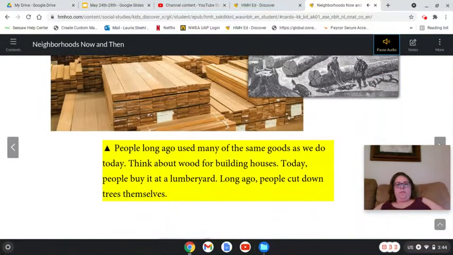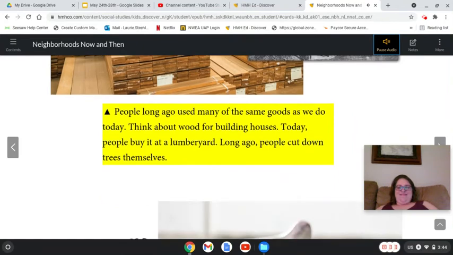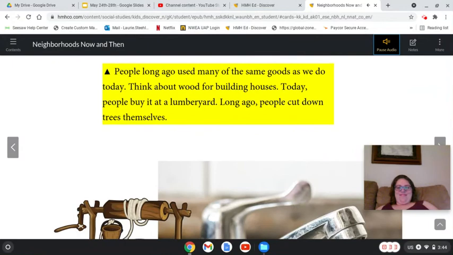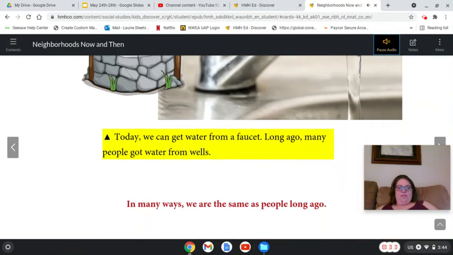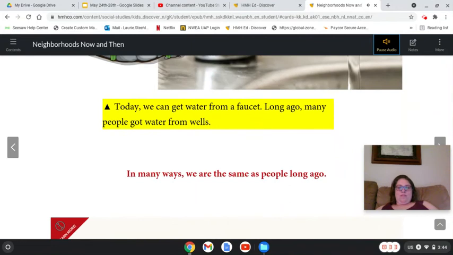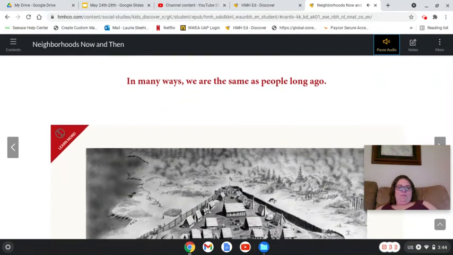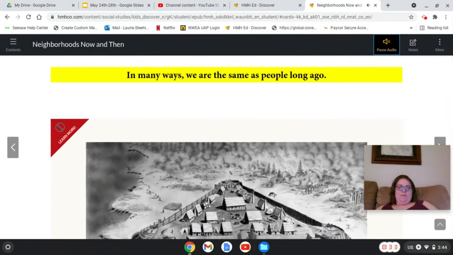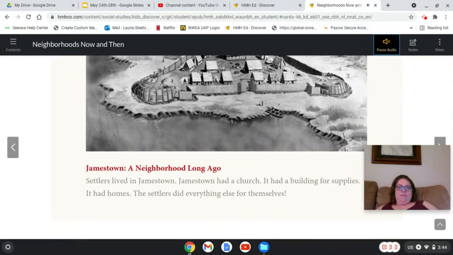People long ago used many of the same goods as we do today. Think about wood for building houses. Today, people buy it at a lumber yard. Long ago, people cut down trees themselves. Today, we can get water from a faucet. Long ago, many people got water from wells. In many ways, we are the same as people long ago.